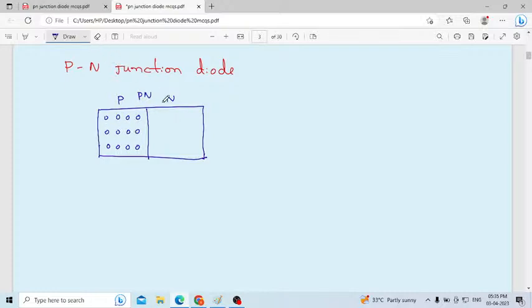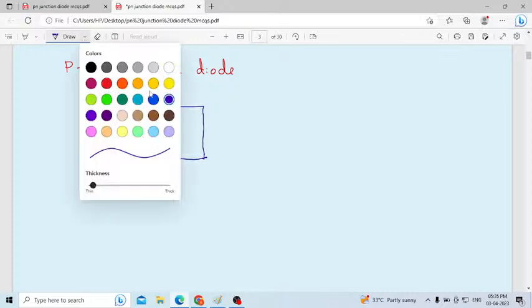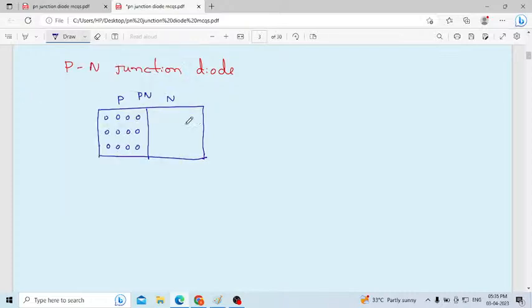Then in the case of an n-type semiconductor, the majority charge carriers are electrons, meaning you have more number of electrons. These electrons are involved in the generation of electricity. That is very important. Then in the case of an n-type semiconductor, minority charge carriers are holes. I will represent here, in p-type the minority are electrons. This is very important, you have to remember.